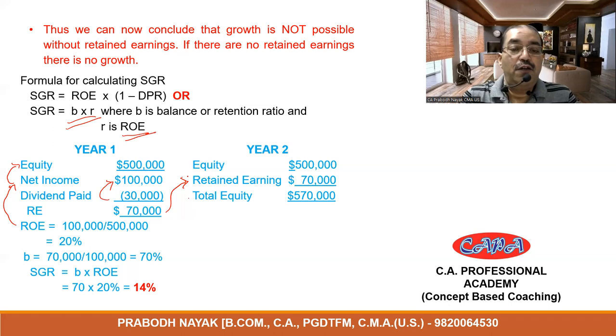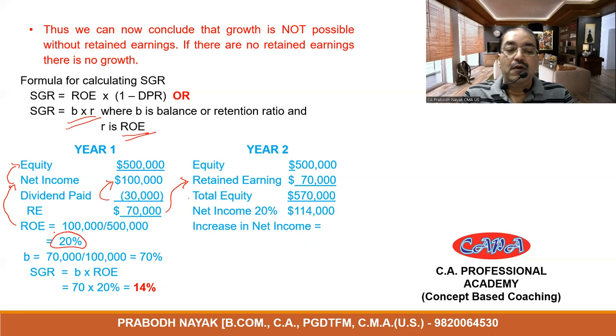Now, what is my returns on equity? I normally earn 20% returns on equity. So this is my base. 20% of $570,000 comes to $114,000. That is my net income.